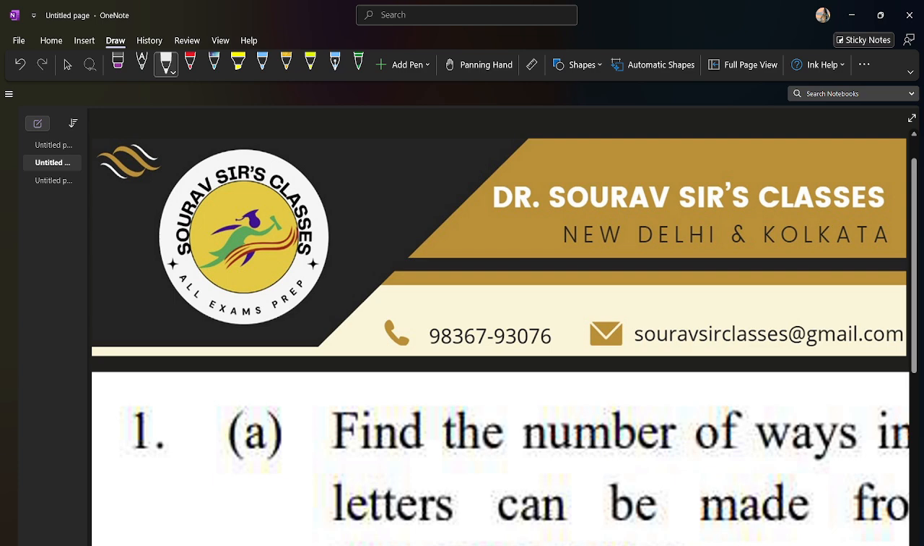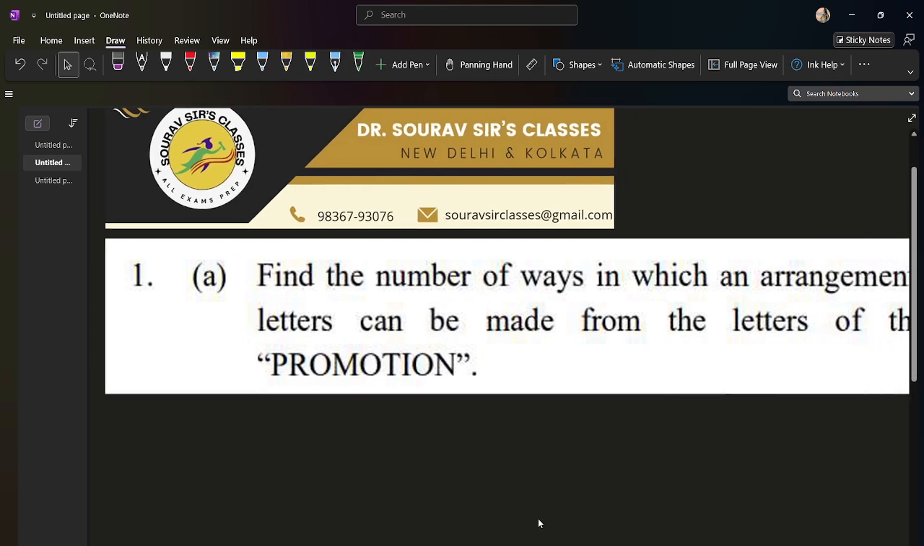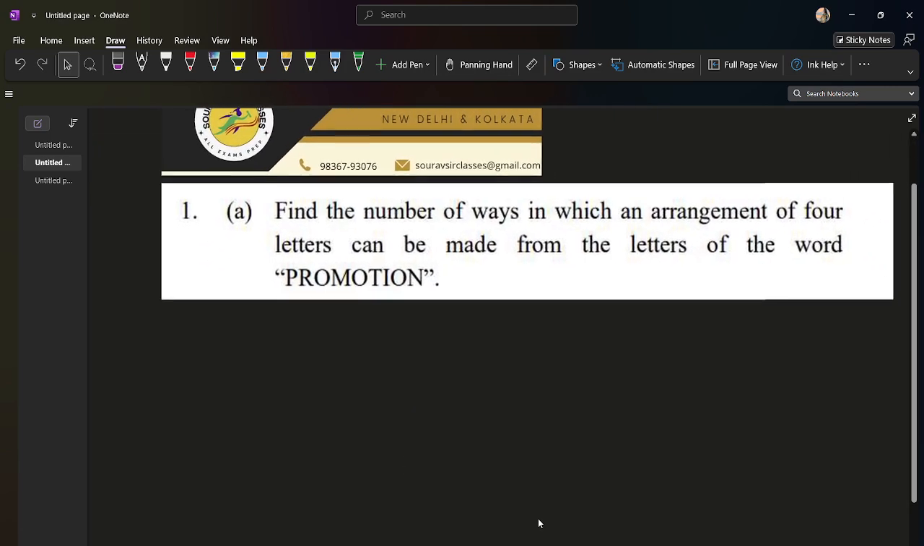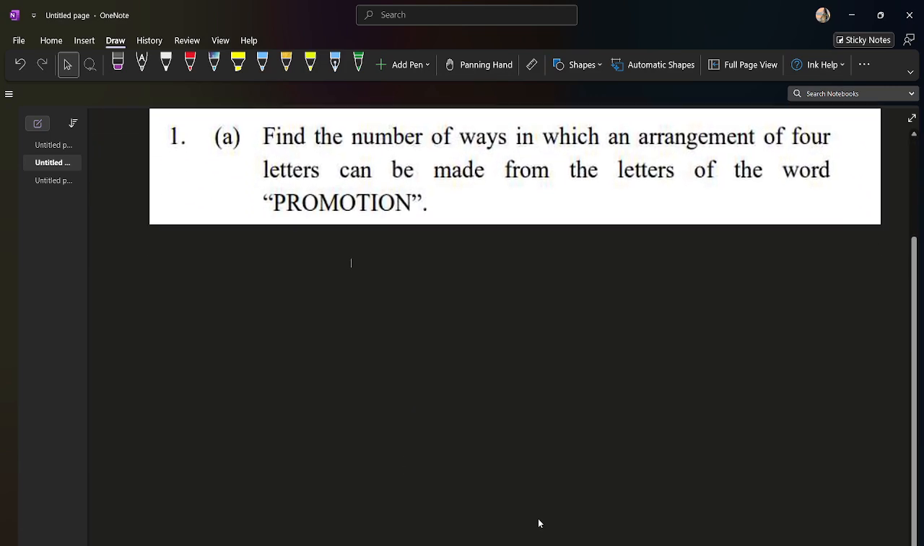Okay, so now we are going to solve a problem that arrived in the question paper of ISI MTech QROR. The question is: find the number of ways in which an arrangement of four letters can be made from the letters of the word promotion. So now we are going to solve the problem. Let's break it into clear steps.